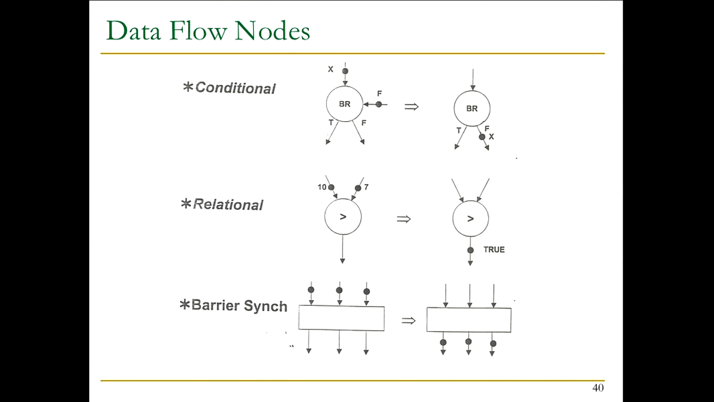So it can actually be arbitrarily complicated in your data flow nodes. Right? That's a characteristic of your ISA. If you're designing an ISA, you can have a very complicated instruction that looks like this.